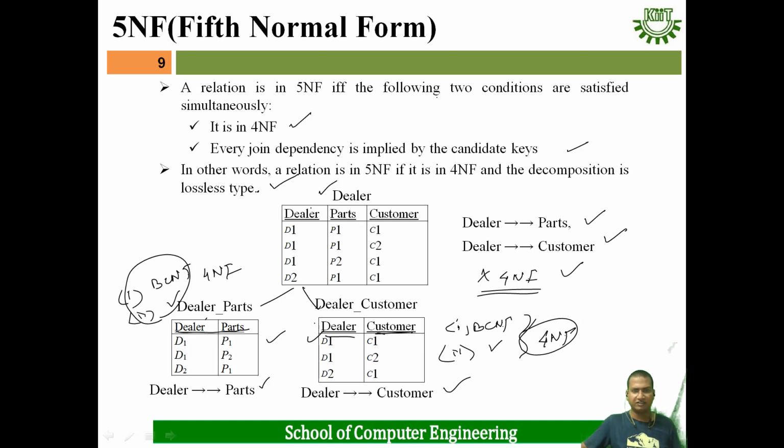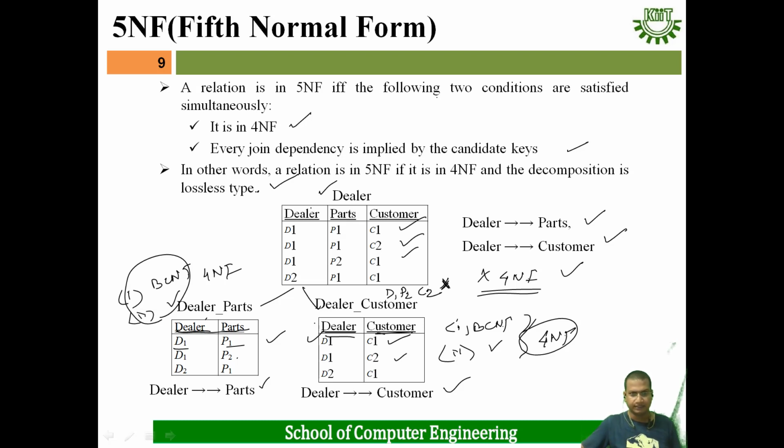First, see here, dealer is the common attribute. D1, P1, C1 is present. D1, P1, C2 is present. Then D1, P2, C1 is there. Then D1, P2, C2 is not present. That row is not present.